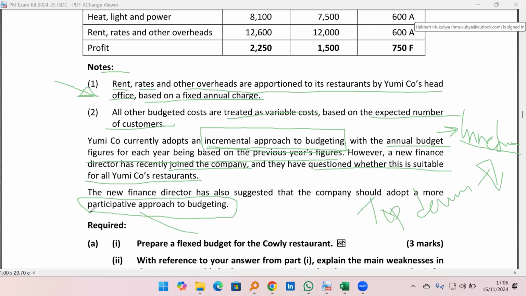What they are asking for here is the bottom up, where each of the restaurants would come up with their budgets, and then they combine those budgets to form the one for head office. So, of course, now the question is, which one is better than the other? And that's what we are going to answer as one of those questions.